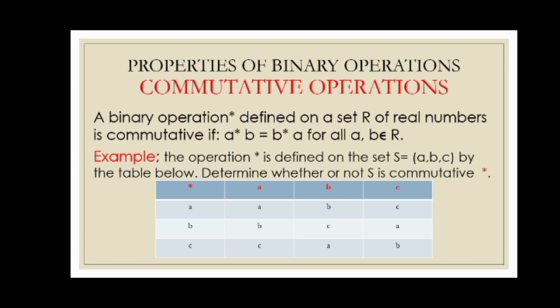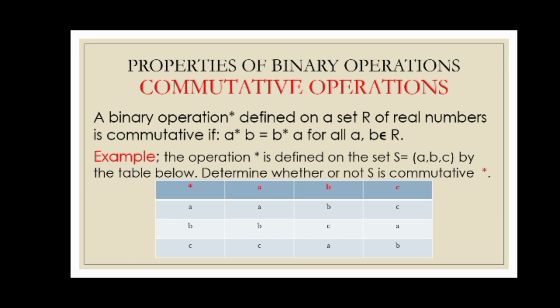Let's look at this example. The operation star is defined on the set S, {A, B, C}, by the table below. You have to determine whether or not S is commutative. Now from the table, you could see A star B is equal to B star A, and the answer is B.